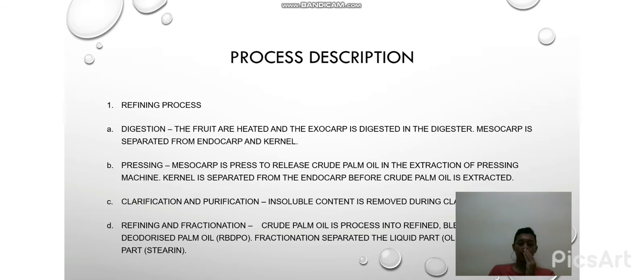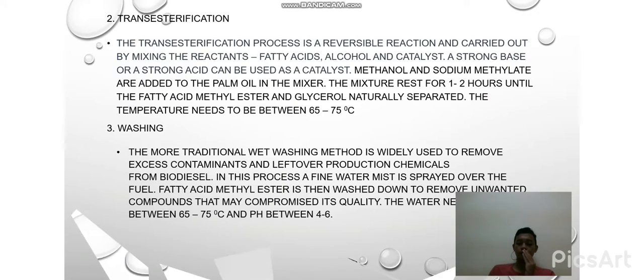Secondly, it undergoes the transesterification process. The transesterification process is a reversible reaction and is carried out by mixing the reactants: fatty acid, alcohol, and catalyst. A strong base or a strong acid can be used as a catalyst. Methanol and sodium methoxide are added to the palm oil in the mixer. The mixture rests for 1 to 2 hours until the fatty acid methyl ester and glycerol naturally separate. The temperature needs to be between 65 to 75 degrees Celsius.